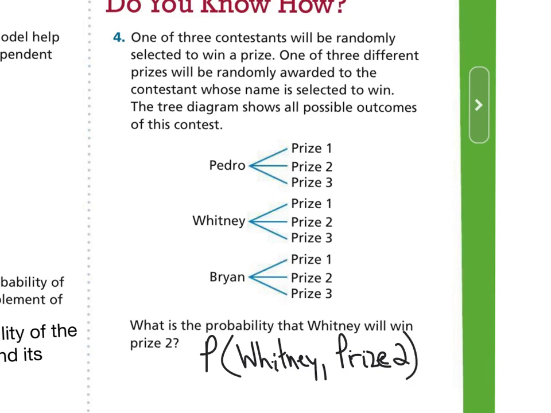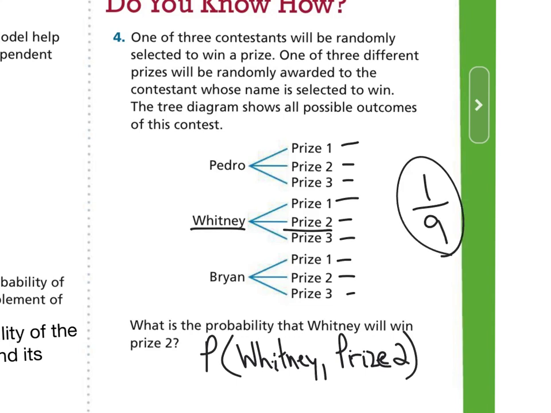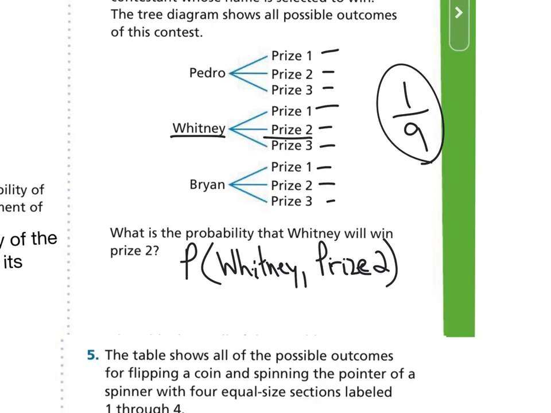So the tree diagram's already drawn out. We can look at it from that perspective. We'll also talk about how we could do this just working with the probabilities and not having drawn anything out if you want to. So if we look at the tree diagram, you can see there's 3 options with Pedro winning, 3 options with Whitney winning, 3 options with Brian winning. So we've got a total here of 9 different routes. Only one of those routes has Whitney winning prize 2. So from the tree diagram, we can look at that and say that Whitney has a 1/9 chance of winning prize 2.